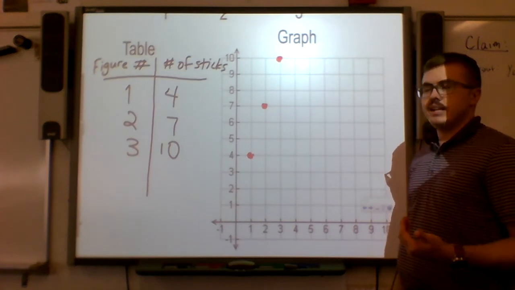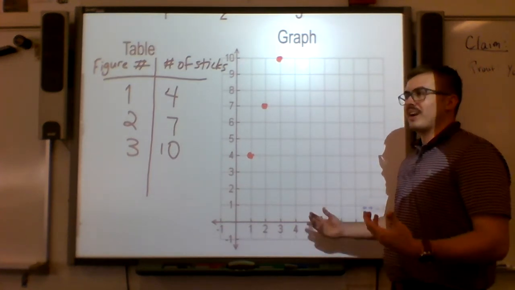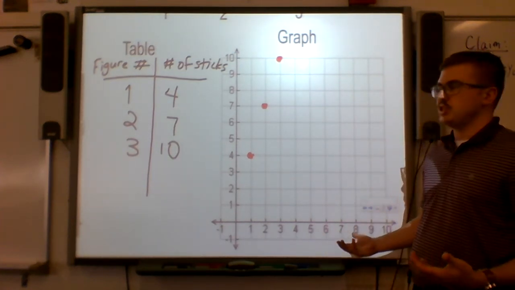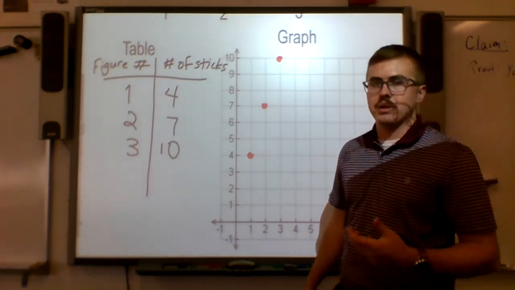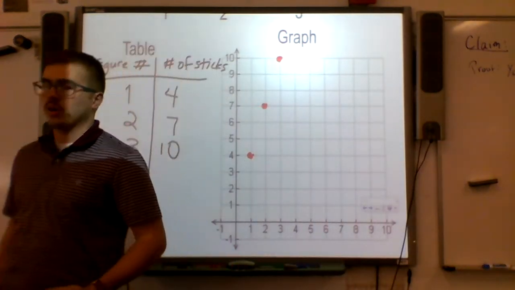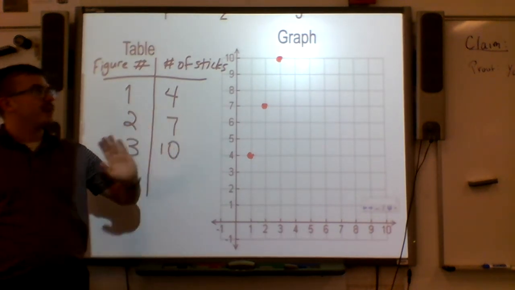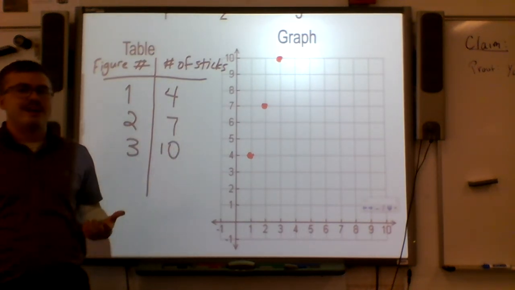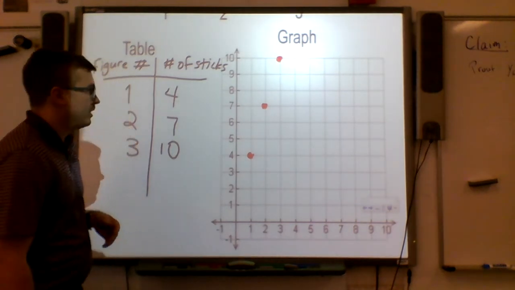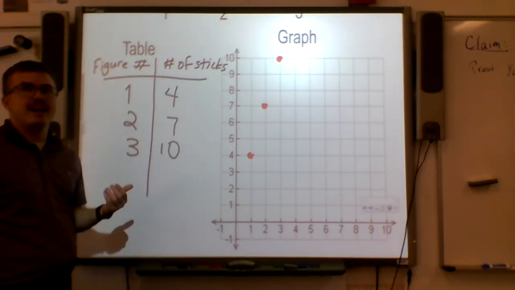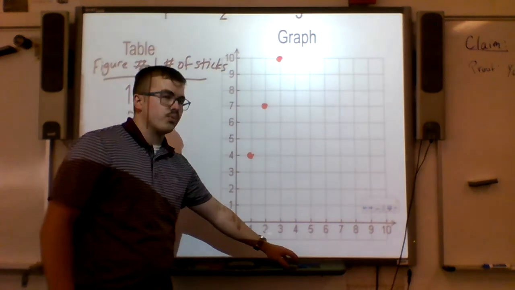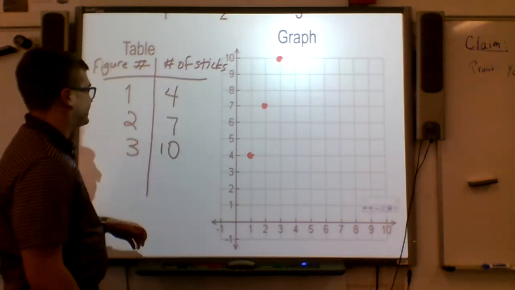Is this a linear function? Well, we're not connecting the dots, so we're not really sure. How do we determine whether something is a linear function? There's two ways. The first way is, does it form a line on the graph? Well, we're not sure because we're not connecting the dots. The second way is we look at the rate of change. Is the rate of change consistent?